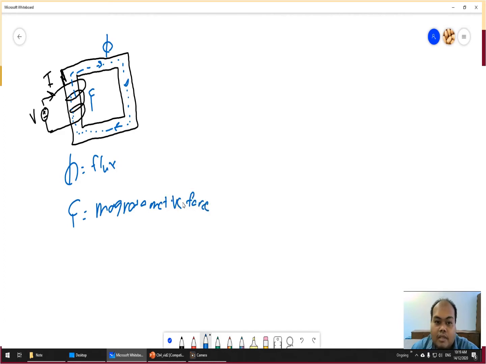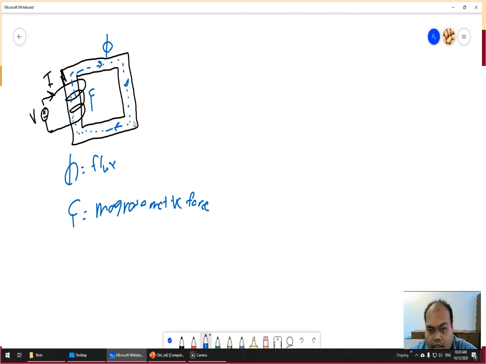Remember the Lorentz law? That one is electromotive force, EMF. But this one is magnetomotive force. It is F, so be careful. EMF is to generate electricity, but F is to generate the magnetic field. Magnetomotive force.